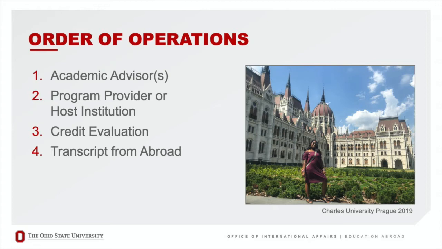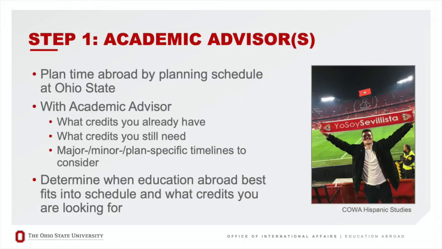Now let's look at the process in the order we recommend a student approach it. As we walk through the process, we'll identify key partners, resources, and best practices. Step 1, academic advisors. If you haven't already discussed your plans to study abroad with your academic advisor, there is no time like the present. Your academic advisor can help you sort out what credits you already have, what credits you still need, and major, minor, plan-specific timelines that you need to consider.